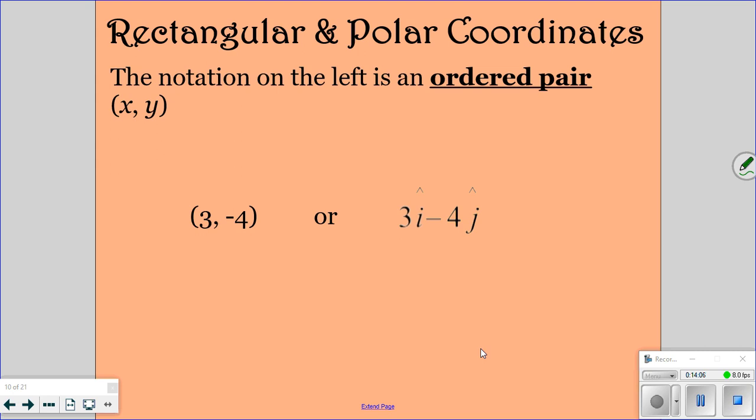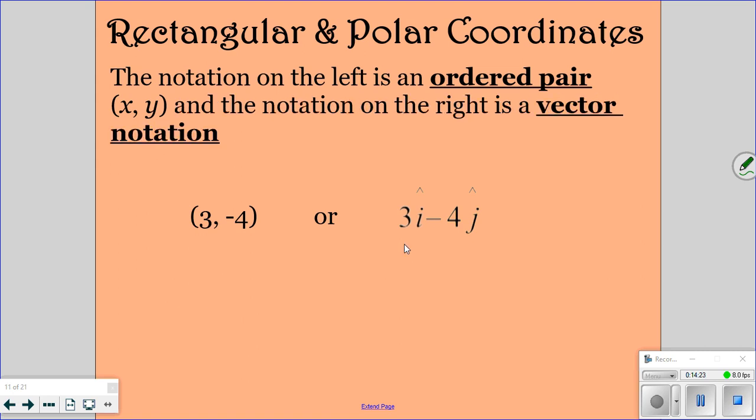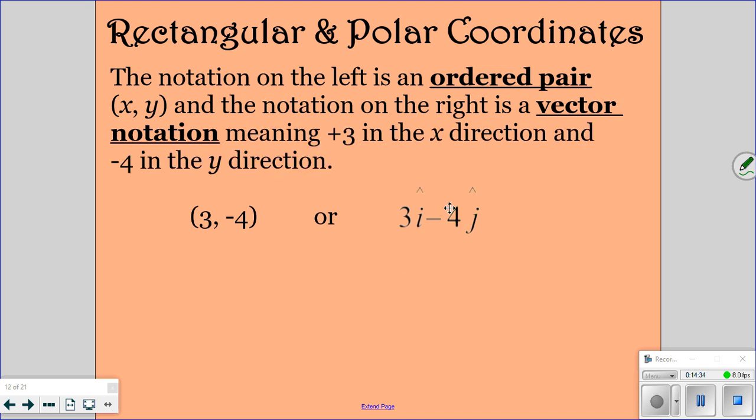So now we're going to look at rectangular and polar coordinates. This is an ordered pair, 3, -4. You would start at the origin and then go right 3 and then down 4. You can also write it like this. This is in vector notation. So 3i, and there's a little caret above it that may be hard to see, but this is in vector notation. They both mean that you go 3 in the x direction and then -4 in the y direction. So those are called carets. That's how you spell that word, C-A-R-A-T.